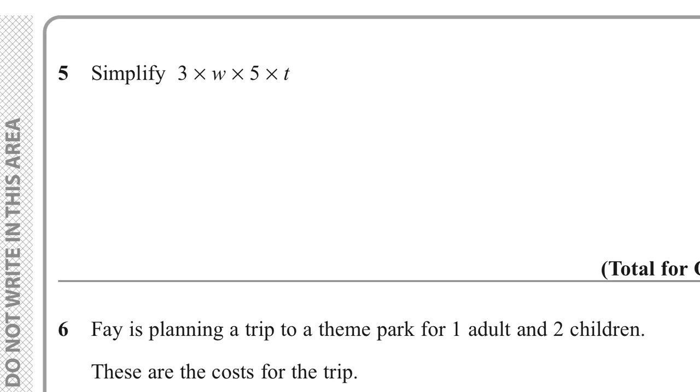Alright, so simplifying this, the easiest thing to do is timesing can be done in any order. So it's almost like 3 times 5 times W times T. That's a much easier way of doing it, because then 3 times 5 is quite easy to do. So that's 15. And then remember with algebra, when you're just writing times W and times T, you literally just write the letters. Generally you want to do them in alphabetical order, but it doesn't matter.